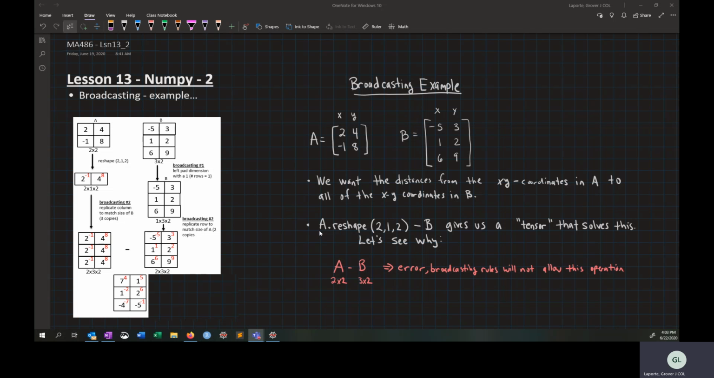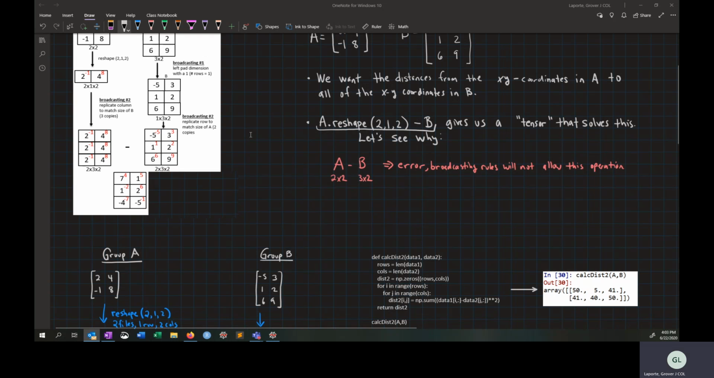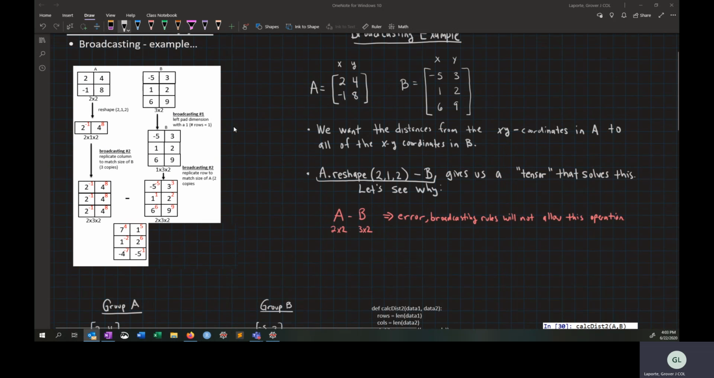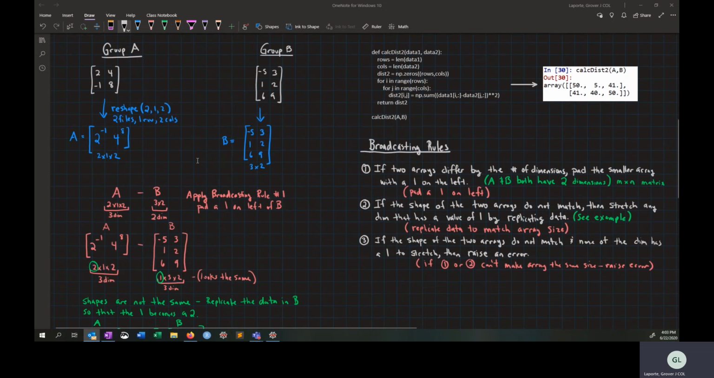And I claim that if you do this calculation here, you will actually have the answer. So this will solve the problem. If you just did A minus B without doing this reshape business, then it's just going to give you an error. And hopefully we'll see why that gives you an error in a second. So here is the group of points: 2, 4, -1, 8, -5, 3. This just comes from your course guide. You should have seen this before, but I'm going to step you through the example step by step in order for you to understand.